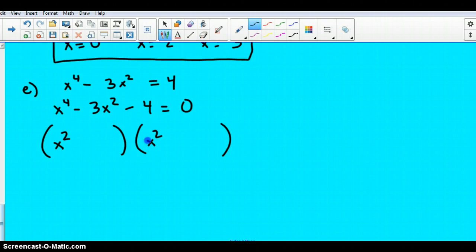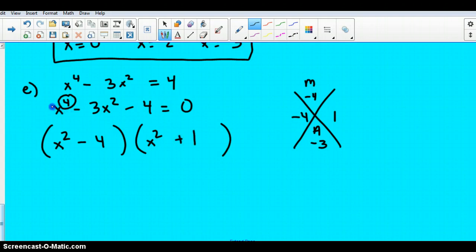Do y'all understand that? And you would still use your multiply to negative 4 and add to negative 3. Because this is an x to the 4th, and I don't have a greatest common factor, I can try x squared and x squared. What 2 numbers does it give me? Negative 4 and 1, minus 4, plus 1. There's only a 1 to divide by. And then can you go from there?